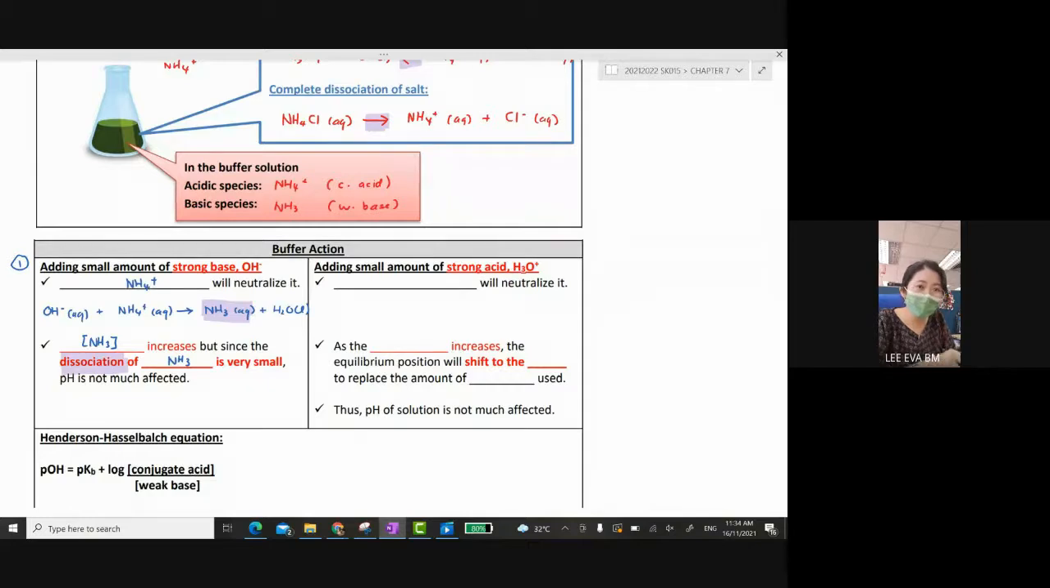So far, so good. If you have any questions, if you don't want to ask, you can type it into the message column. So ada soalan? Tak ada soalan, madam continue.